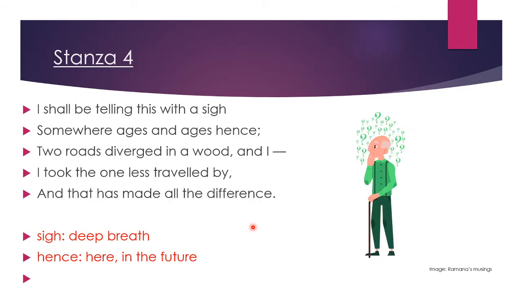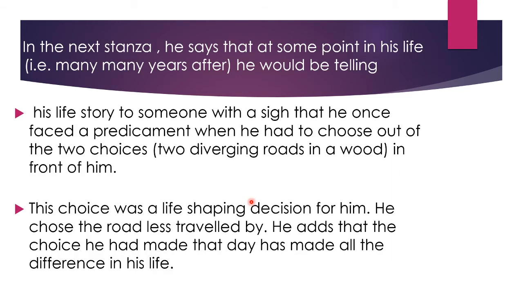Now, this is important. We'll move back to the stanza again. So here the poet says, I took the one less traveled by, and that has made all the difference. Now, this all the difference is an important question from the examination point of view also. Now, all the difference does not tell us whether the difference that the poet is talking about is a positive one, whether the poet was successful after making that choice, or the poet was not at all successful. So we don't know. Therefore, the poet is actually wondering.